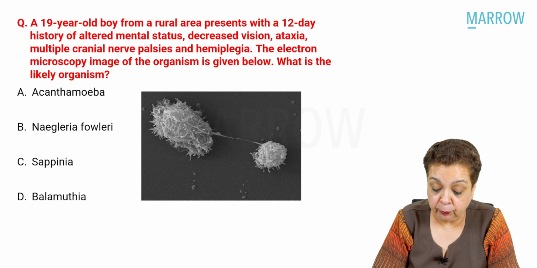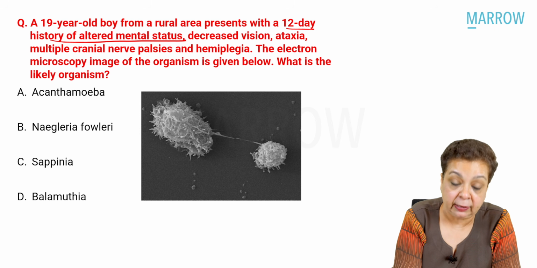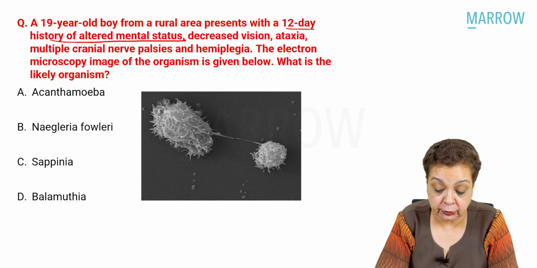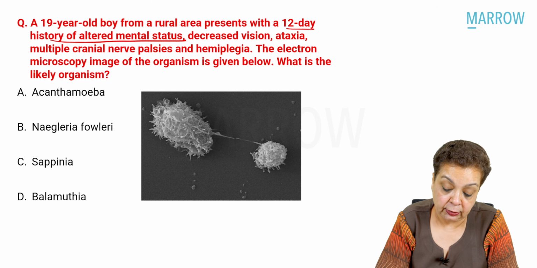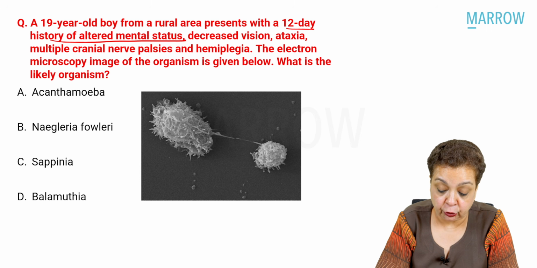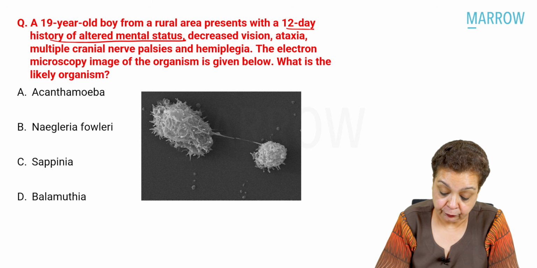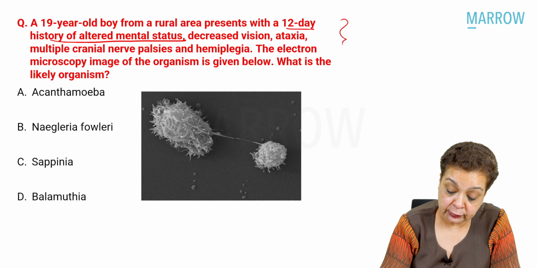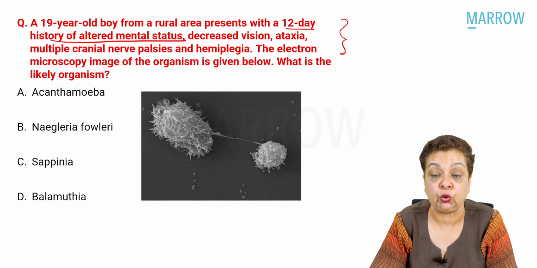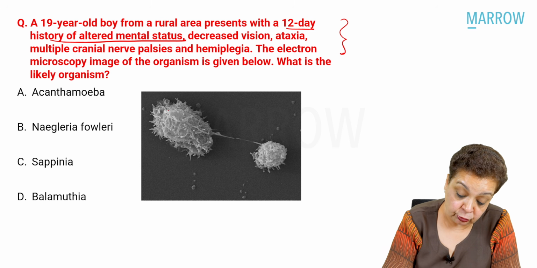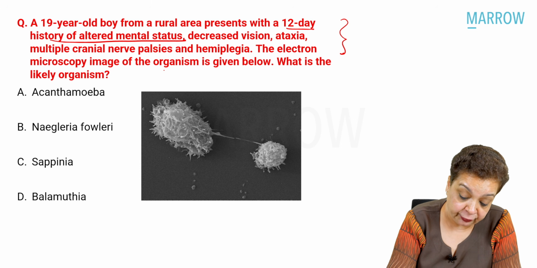A 19-year-old boy from a rural area presents with a 12-day history of altered mental status, decreased vision, ataxia, multiple cranial nerve palsies, and hemiplegia. The electron microscopic image of the organism is given below. What is the likely organism? Okay, so we have a patient most likely suffering with encephalitis, and they have shown us this electron microscopic image. Okay, these are the pseudopodia. So you can read the options. All of them are the free-living amoebae.